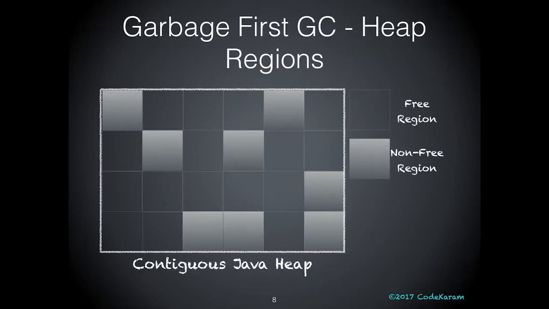With G1, the same contiguous Java heap looks something like this. The heap in G1 is divided into similar sized regions. The size of the region could be anywhere from 1 meg to 32 megs. It's a power of 2. And they are, like I said, similar size. There's no variability in size. And at any given time, you have either free regions or occupied regions. Okay? So as you can see here, the ones that are not gray are free, and the gray ones are occupied.